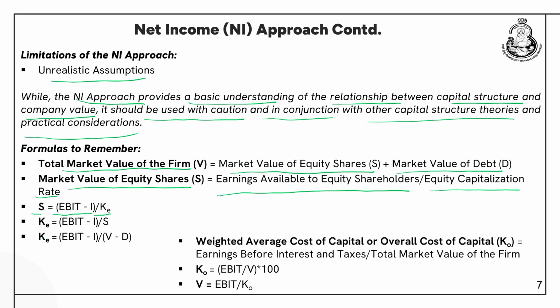Okay. So, from here you can calculate KE, which is (EBIT minus I) divided by S. From the same formula, KE is (EBIT minus I) divided by (V minus D). You can also write S as V minus D, the same thing.